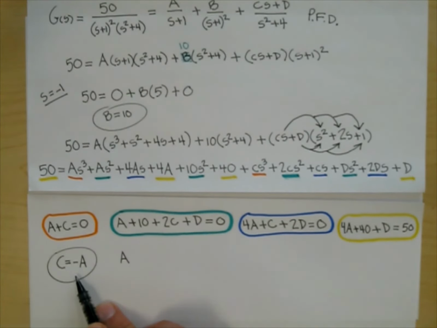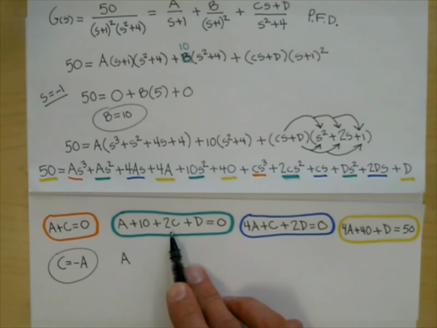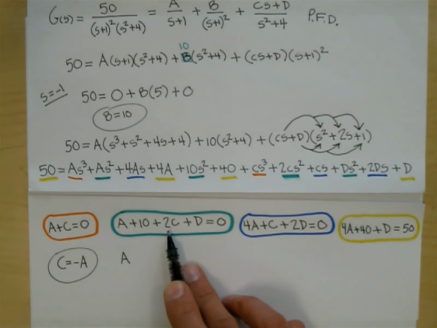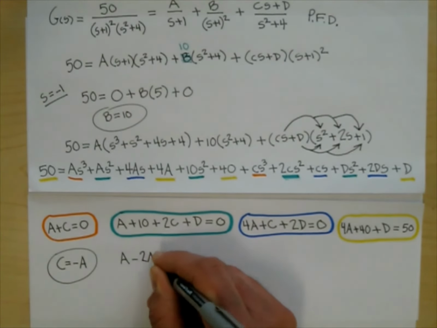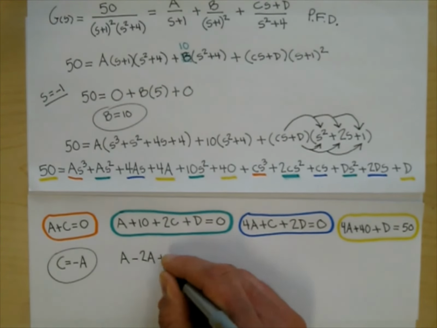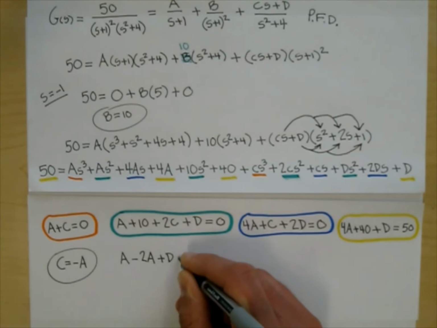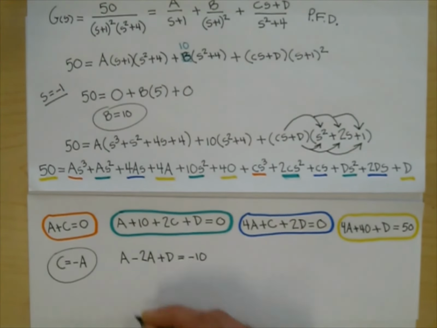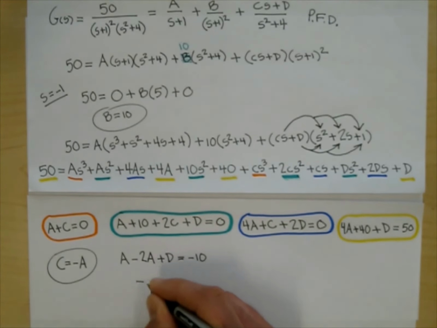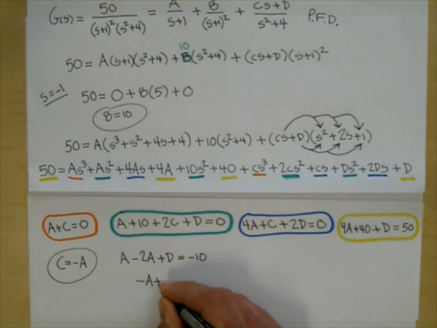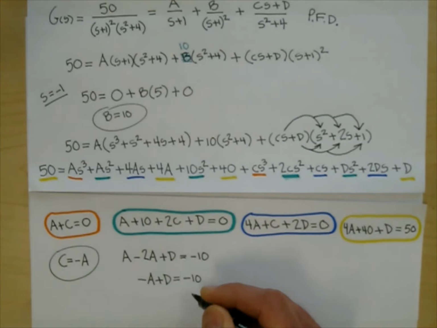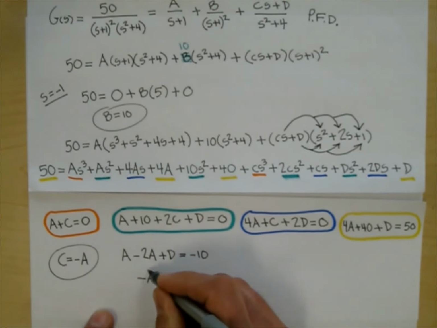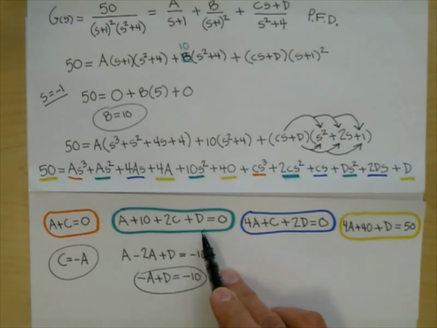See, I'm trying to think, do I want to put a really big augmented matrix, or do I want to replace all my C's with negative A's? And I think I want to do the second thing. So this is going to be minus 2A, then we have the plus D. This equals negative 10. So this one becomes negative A plus D equals negative 10. Okay, that looks a lot nicer than the green.